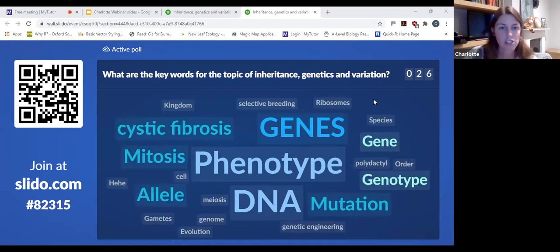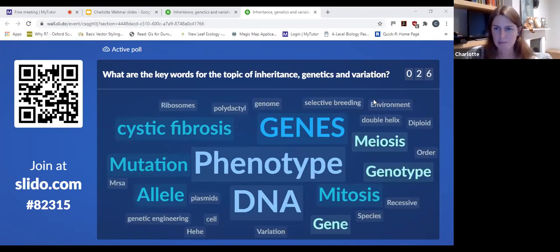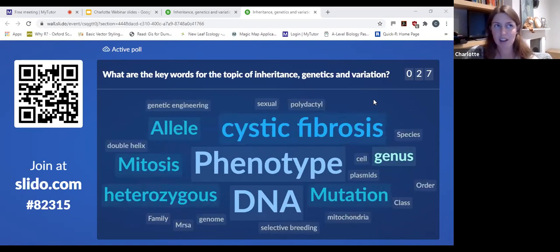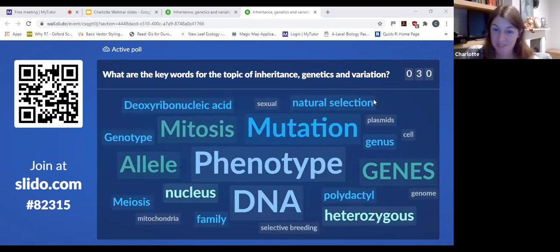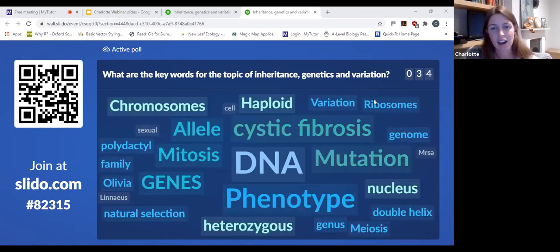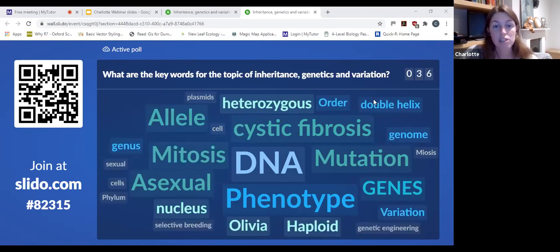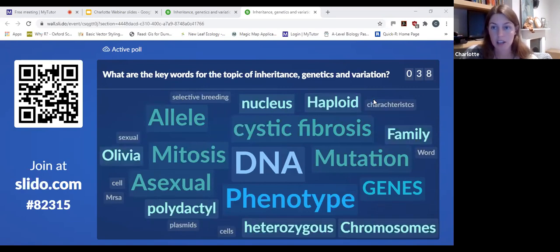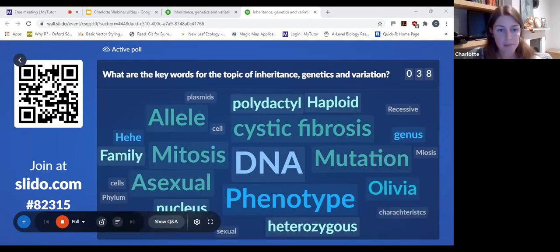Ribosomes, yes, really good. Kingdom, oh good, yeah, you could list all of those things that we learned earlier today. Kingdom, phylum, class, order, family, genus, species. I don't quite know that off by heart, but you should know it off by heart. Dominant, meiosis, oh my word, I think we've nearly broken it. We've filled it up. DNA, phenotype, cystic fibrosis, good, that's a really good case study to use there. Characteristics in there as well. Cells, phylum, family, yeah.